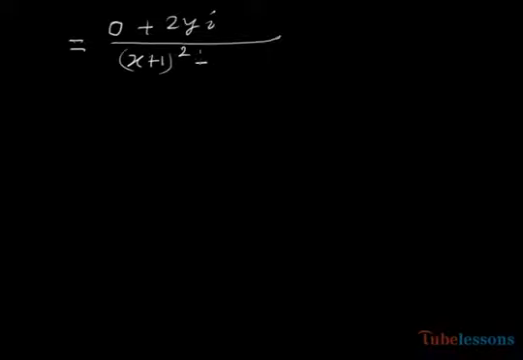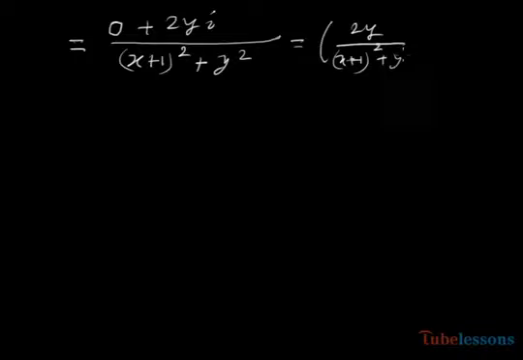So this part is 0, plus 2y i, over x plus 1 whole square plus y square. And this is a purely imaginary number.